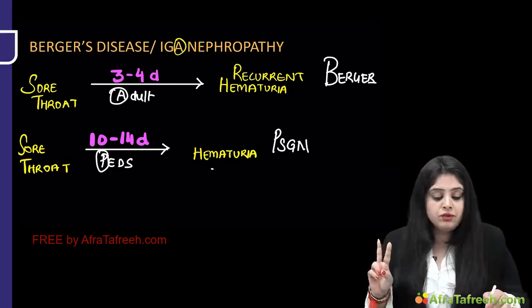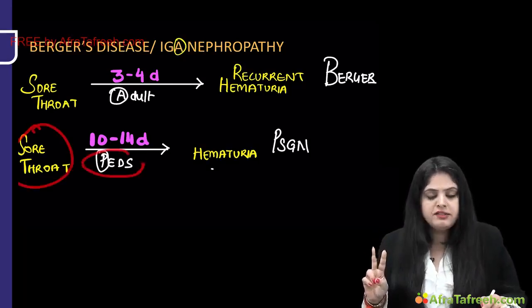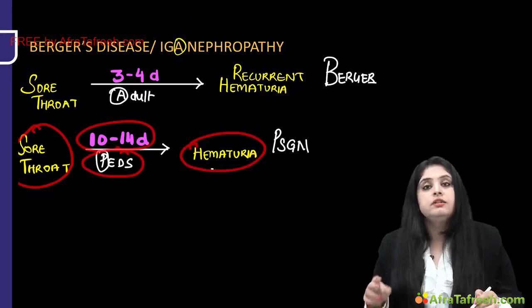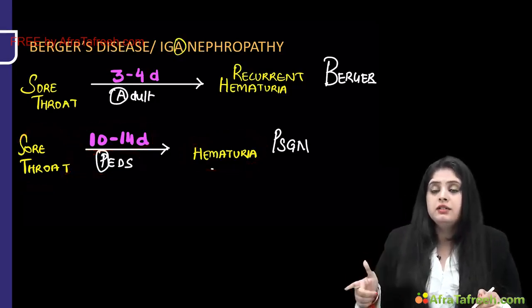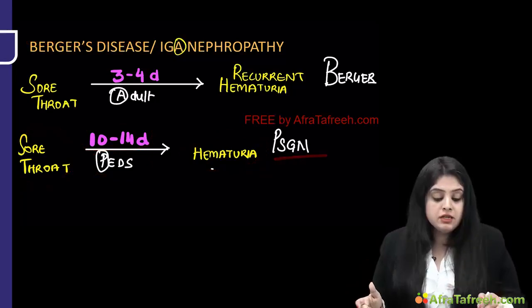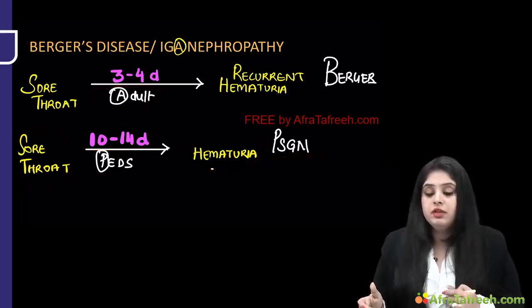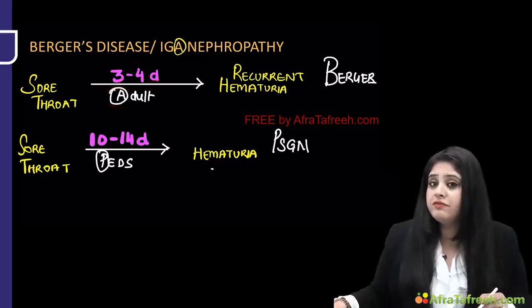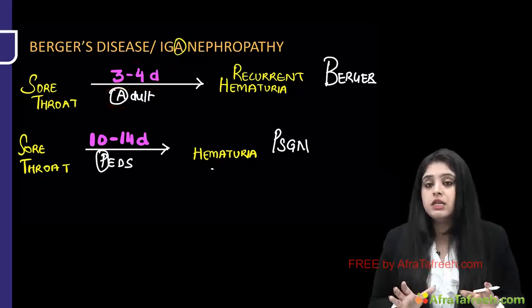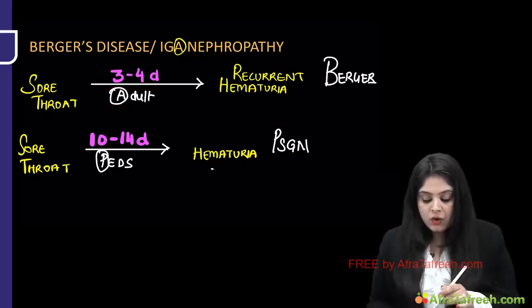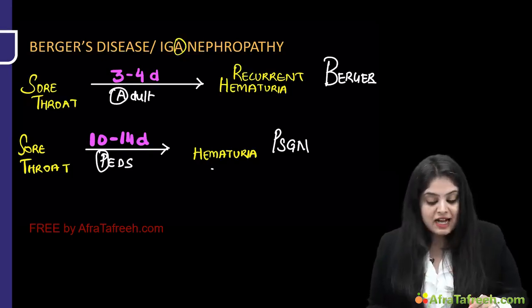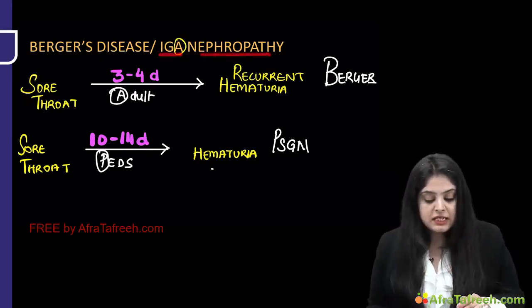So let's do a recap. 2 clinical scenarios. Sore throat in a 6-year-old boy, 10 to 14 days later, cola color urine, young kid, and 10 to 14 days, PSGN. 25-year-old person having a 3 to 4 day history, you think of Berger's. Everyone's understood. These are like golden clinical dictums that I'm telling you, which are going to help you in solving questions.